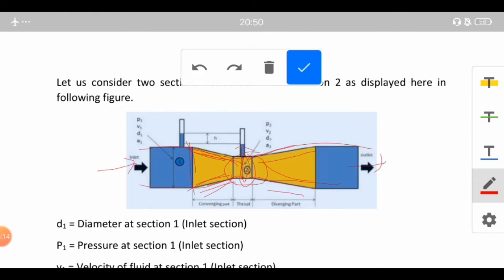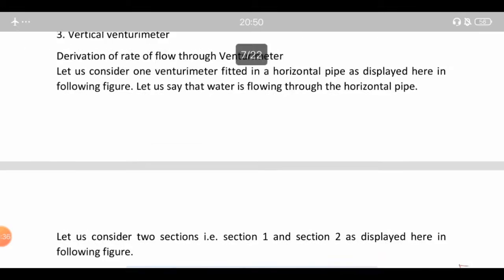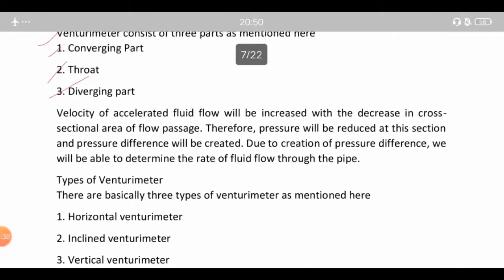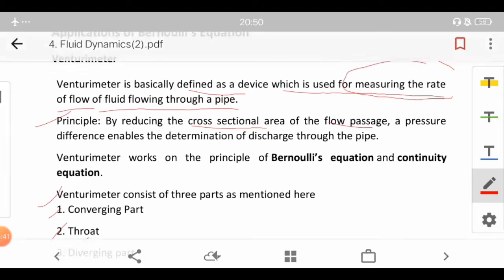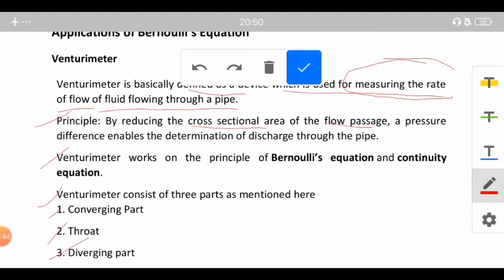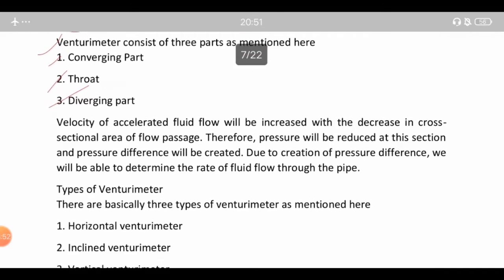Now if the cross section is reduced, there will be a rise in velocity, and if there is a rise in velocity, Bernoulli's equation has to be maintained. So therefore the pressure will be reduced if the velocity is increased. So there will be a change in pressure, and this change in pressure will give some rise in these particular piezometers, and therefore with the particular height in the piezometers you can measure the flow through the Venturi meter. And this Venturi meter works on the principle of Bernoulli's equation and also the continuity equation, that is A1 V1 equal to A2 V2.